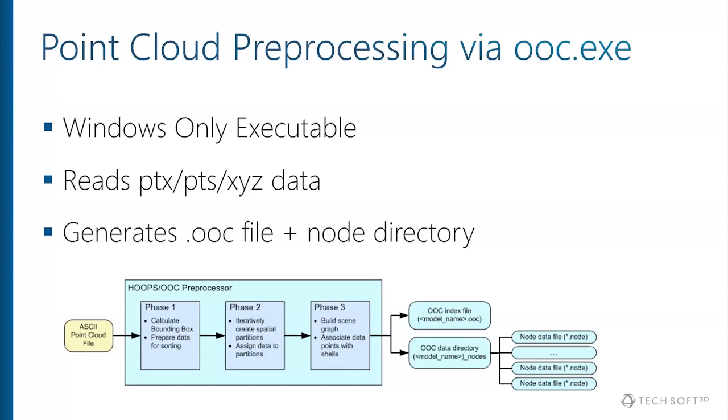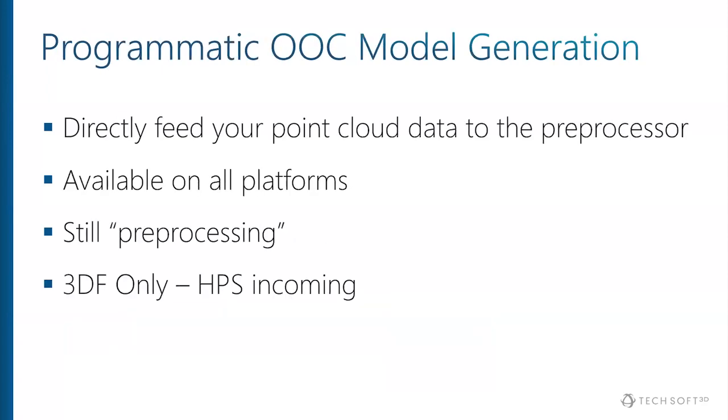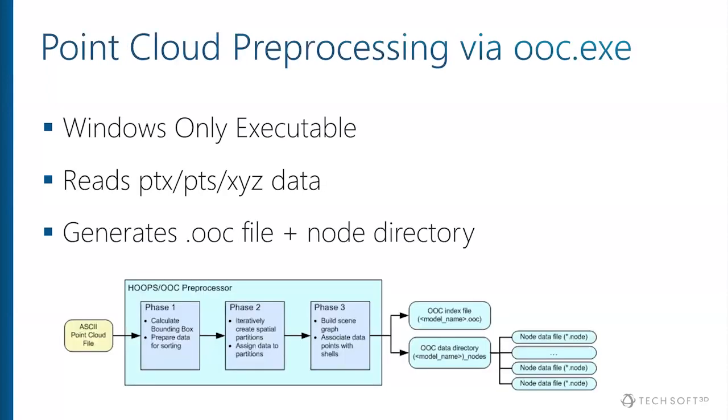But what you really need to know is that at the end of that process, you have an .ooc point cloud file, and you have two directories that represent essentially the point cloud data associated with that file. So just to go back to that, you need a separate executable, and it only reads these three formats.